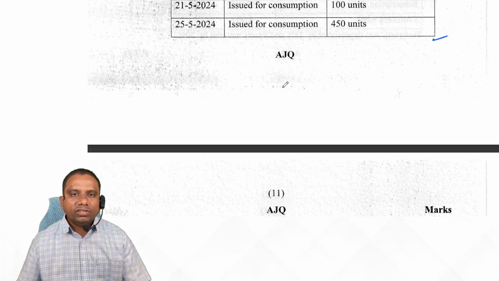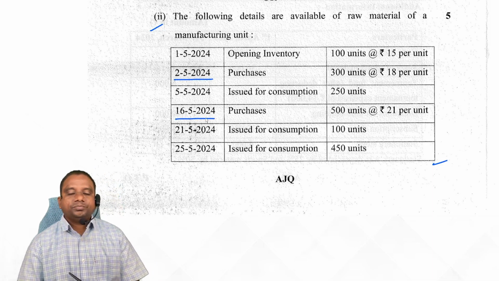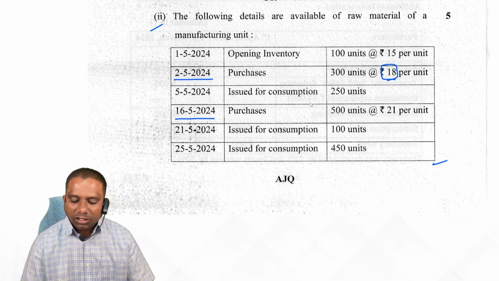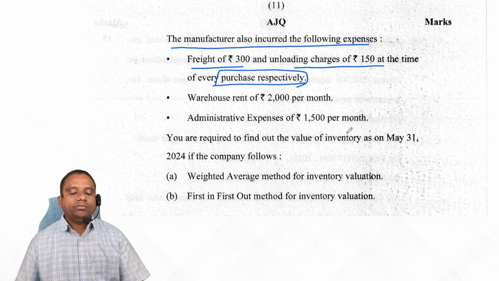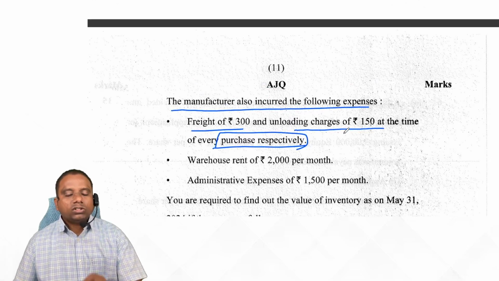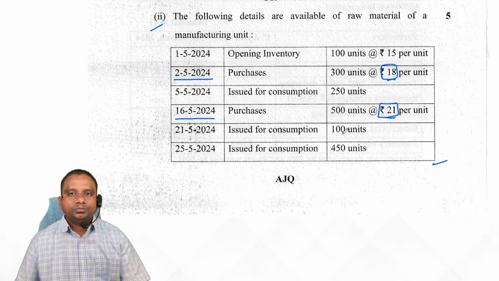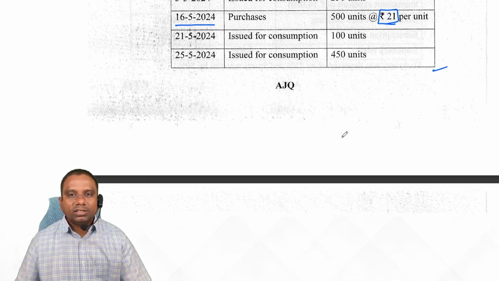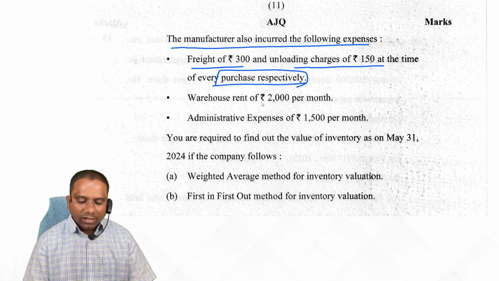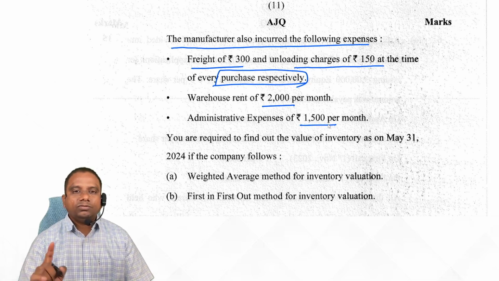Here, how many purchases do we have? Observe. 2nd May and 16th May. Apart from this 18 rupees per unit, 21 rupees per unit, we have also incurred 300 plus 150. So these amounts also we have to include in the cost of inventory. Cost of inventory, that is the important calculation. Apart from this, nothing is new. Next, warehouse rent. Warehouse rent is not included in the cost of purchase. Administrative expenses are also not included in the cost of purchase of inventory.